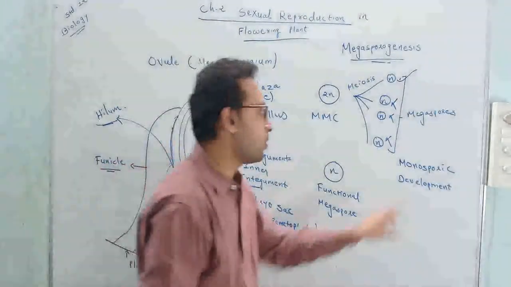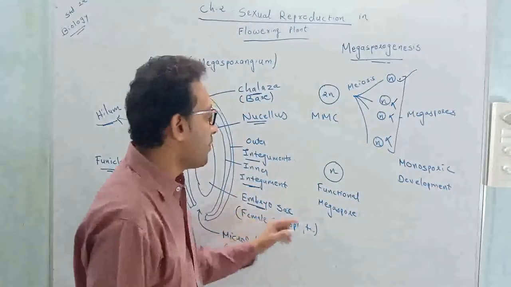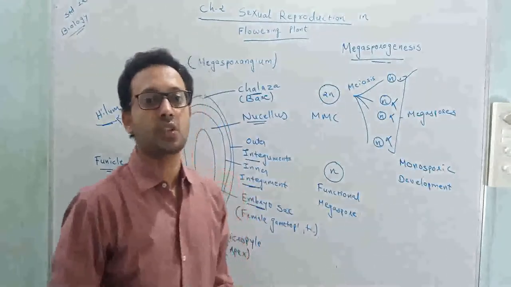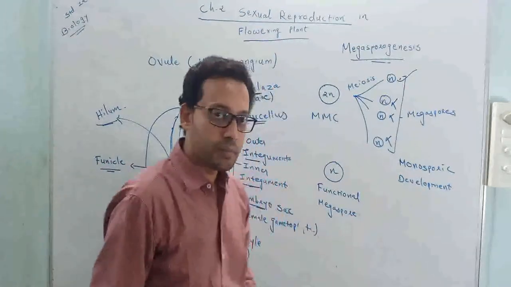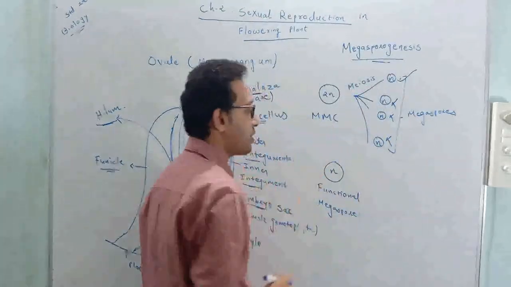Okay, so what is monosporic? Mono means one. Development of the embryo sac from only one functional megaspore is called monosporic development. Okay, now you know that this is a functional megaspore.